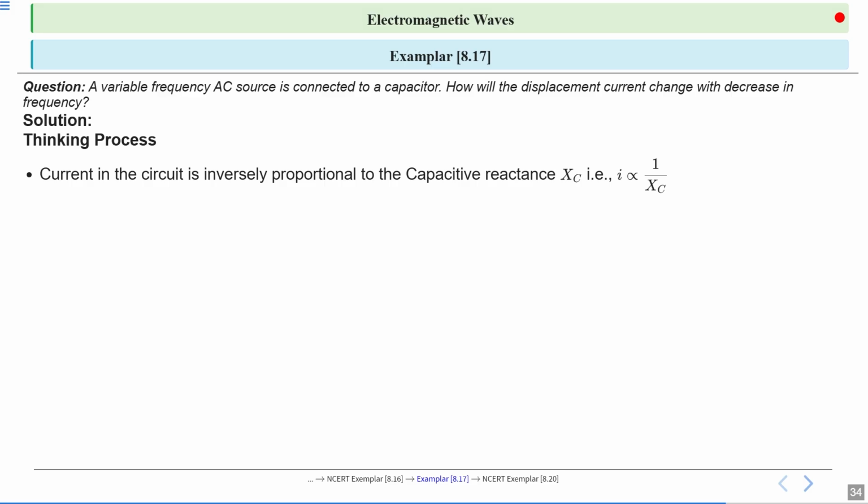That means current is inversely proportional to XC. If XC increases, current decreases. If XC decreases, current increases. So this is the thinking process for this question.